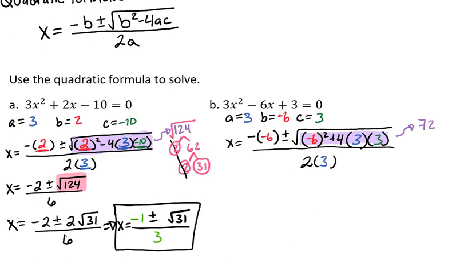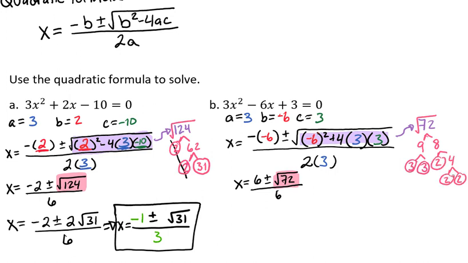So now we go to rewrite, and we have x equals 6 plus or minus the square root of 72 all over 6. And now we're going to take that square root of 72 and break it apart because it's not a perfect square. So 72 is divisible by 9, so I'll use a 9. So I'll go 9 and 8. 9 breaks down with a 3 and a 3. 8 breaks down with a 2 and a 4. And the 4 breaks down with a 2 and a 2.